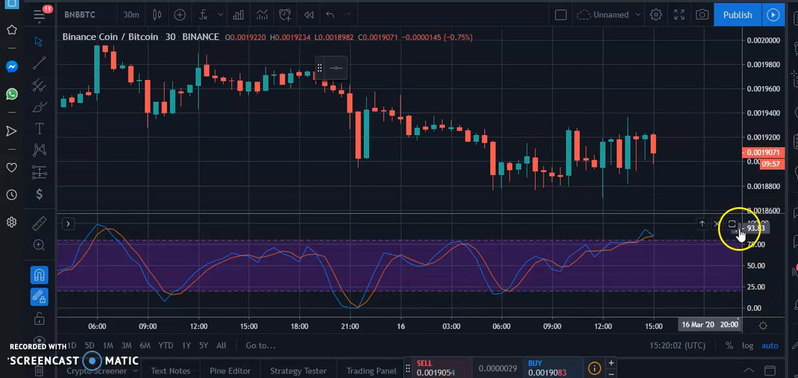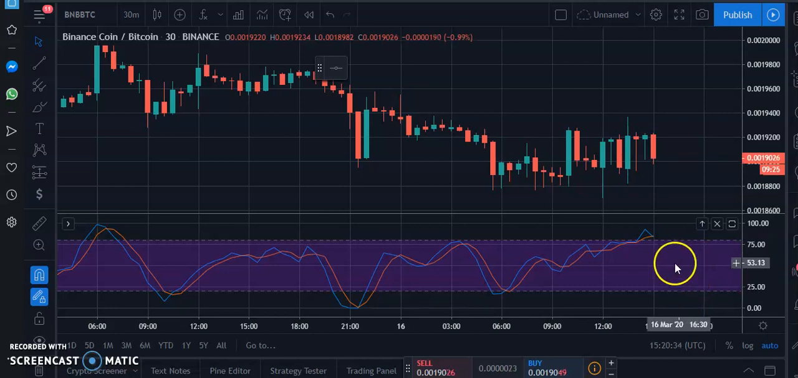Anytime it crosses 75, that means the market is what? Overbought. But below 25 is oversold. That means it's good for you to enter the market. When the market is around 75 or above 75, the market is overbought, and you should be prepared to sell. And when the market is oversold, you should be prepared to buy.